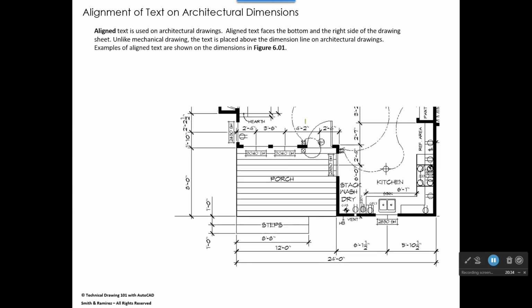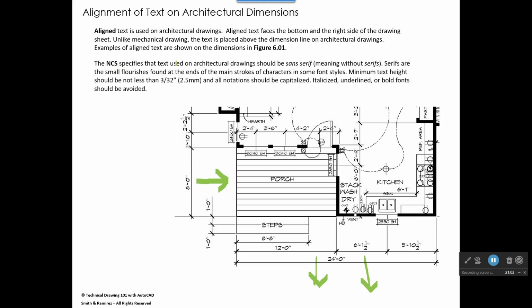Okay. So the alignment of text: your text can face the bottom like this does, or it can face the right. So when you have vertical dimensions, they should face the right, and when you have horizontal dimensions, they will face the bottom of your sheet. And that's true even on dimensions that are on the interior of your house. You don't want some to face the left and some to face the right. They should all face to the right.